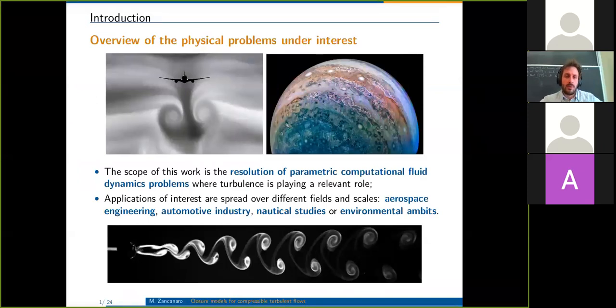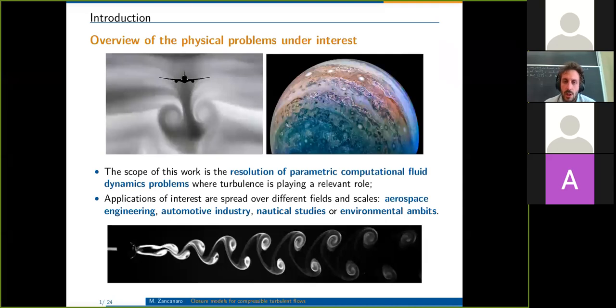So this is a brief overview on the physical applications we are interested in. Basically, turbulent compressible flows are actually there in many different fields and also at many different scales. As you can notice from the slide, you use this kind of representation for example, in different types of engineering or for nautical problems or environmental ambits.